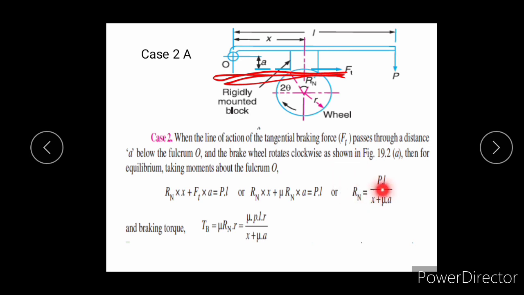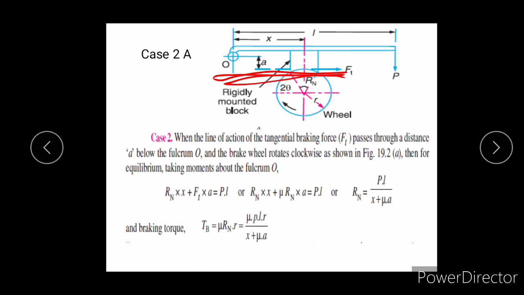Now you have found out the reaction. Now you can find out the braking torque, which is equal to Ft into small r, where small r is the radius of the wheel. So Tb is equal to Ft into small r. Ft is mu into Rn. Put the value of Rn from here and you will find the braking torque. So if you are asked for the tangential force or the braking torque, you can easily find it by taking the moment and making it equal to 0 by the equilibrium equation, right?